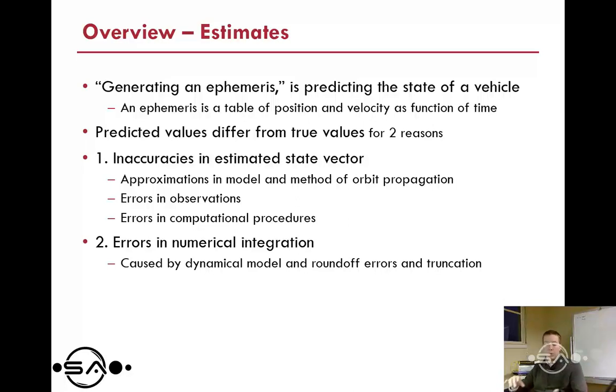vector, maybe we have some approximations that we made in the model. Maybe we have some random or systematic errors in the observations that we made. Maybe there's some error in the computational procedures. Maybe the code that we used doesn't take into account some effect. Maybe we're using a certain propagator that doesn't take into account the atmosphere for a low Earth orbit satellite.